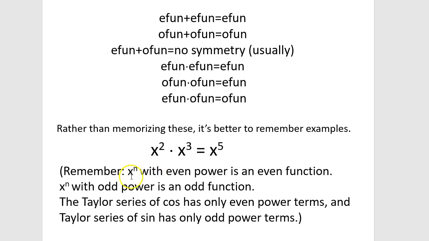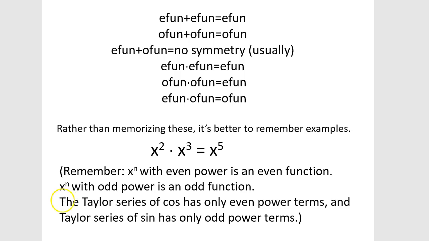See, x to the n with even power is an even function. x to the n with odd power is an odd function. That's where the names even function and odd function came from. And if you take x squared, which is an even function, and multiply by x cubed, which is an odd function, you get x to the fifth power, which is an odd function, isn't it? And therefore, you have seen an example of the fact that an even function times an odd function is an odd function.